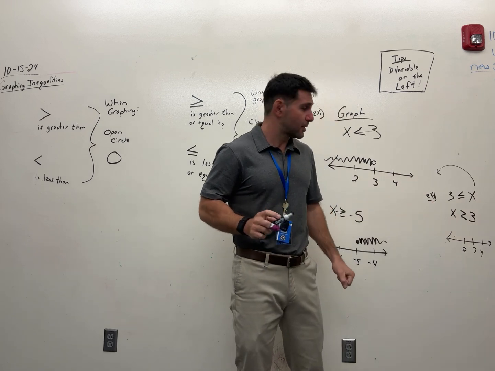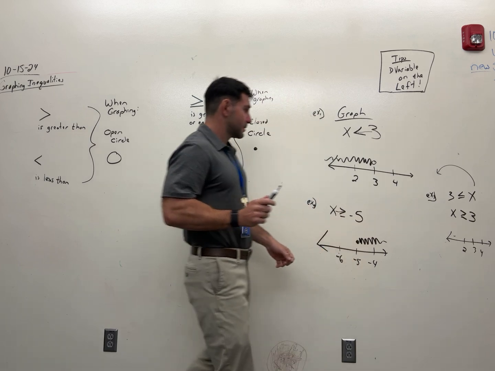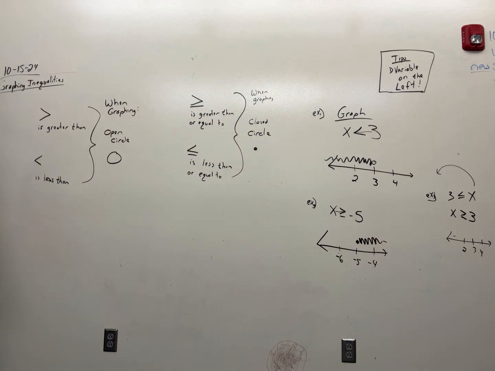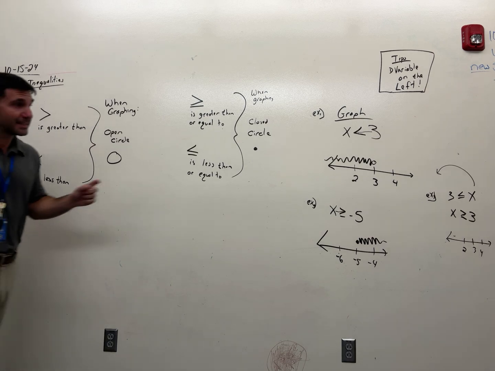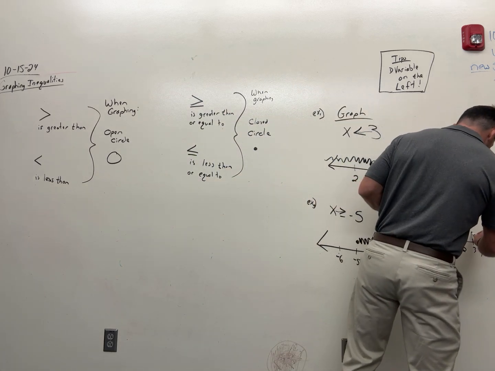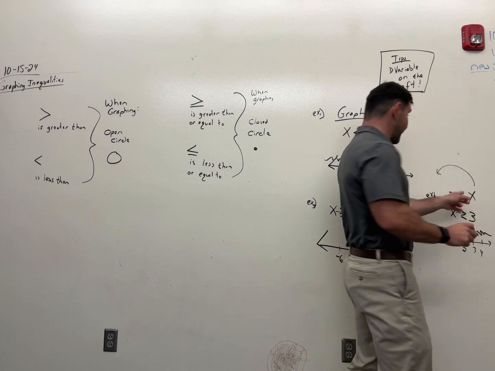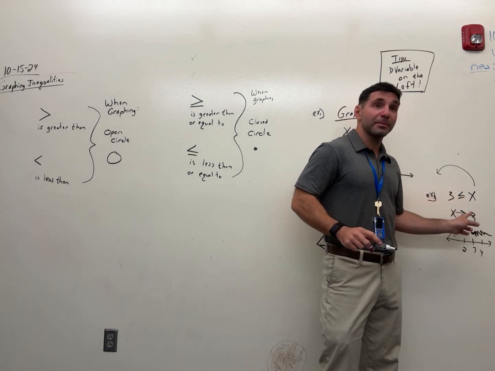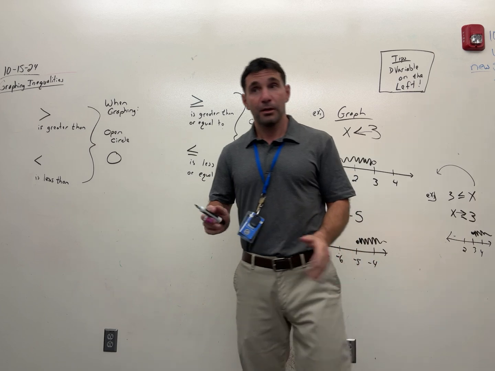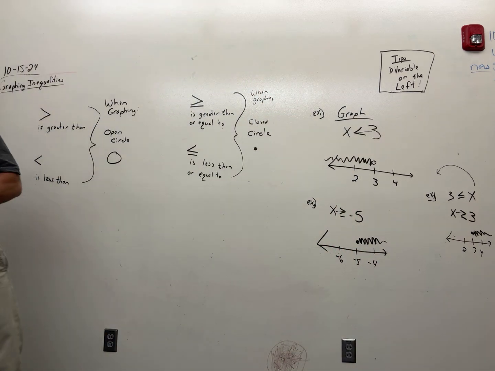x is greater than or equal to 3. Closed circle or open circle? Closed, because is 3 greater than or equal to 3? It's equal, so it's closed and we shade this way. Why? That arrow's going this way. We can't do it with this. We can only make those arrows when the variable's on the left. Any questions so far? Okay, we've got one more thing to do.